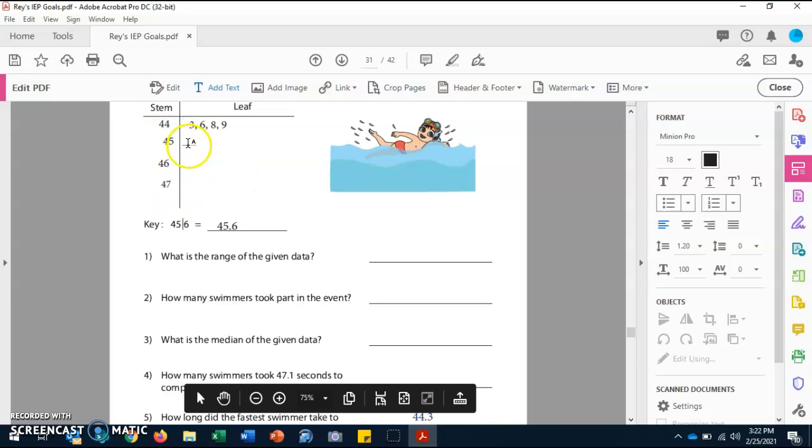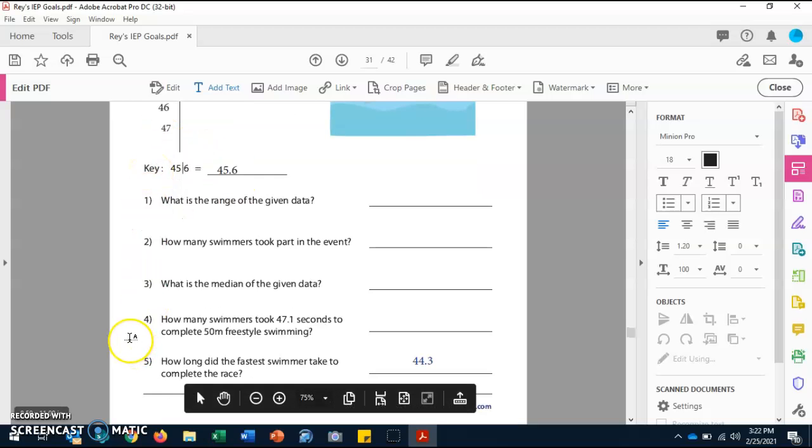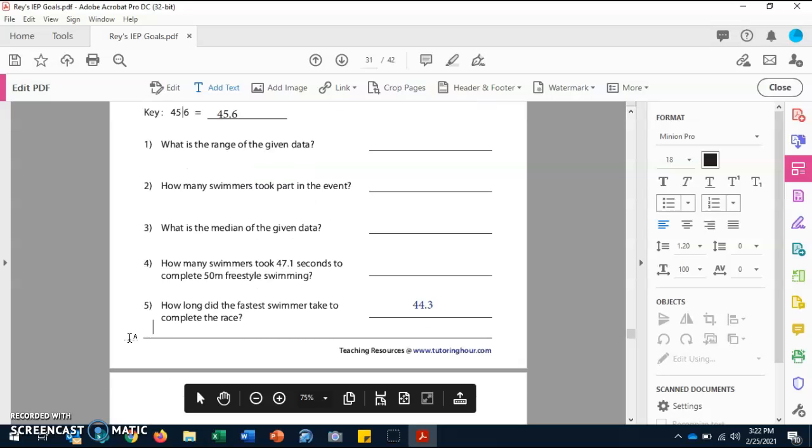So now you will complete the stem and leaf chart and answer questions 1 through 4. If you need any help, please feel free to reach out. If not, once you are done with goal number 3, we will continue to work on goal number 4.